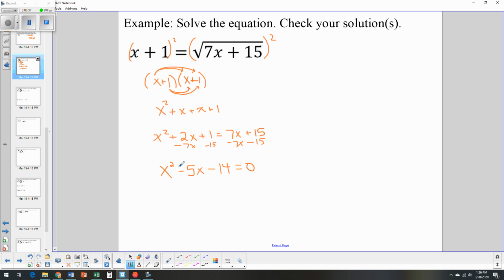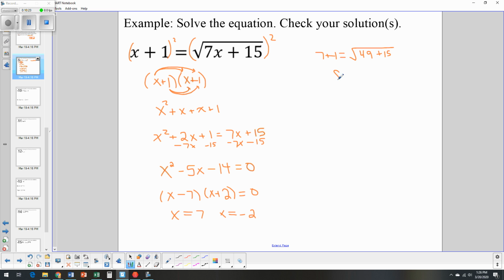All right, this can be solved by factoring. We're looking for what multiplies to negative 14 and adds to negative 5. That's negative 7 and positive 2. In order to solve this, we're going to set each of these equal to 0. So I end up with x is positive 7 and x is negative 2. And again, check your solutions. If I were to substitute in the 7, we get 7 plus 1 equals the square root of 7 times 7. I'm going to do a little quick math here. 49 plus 15.